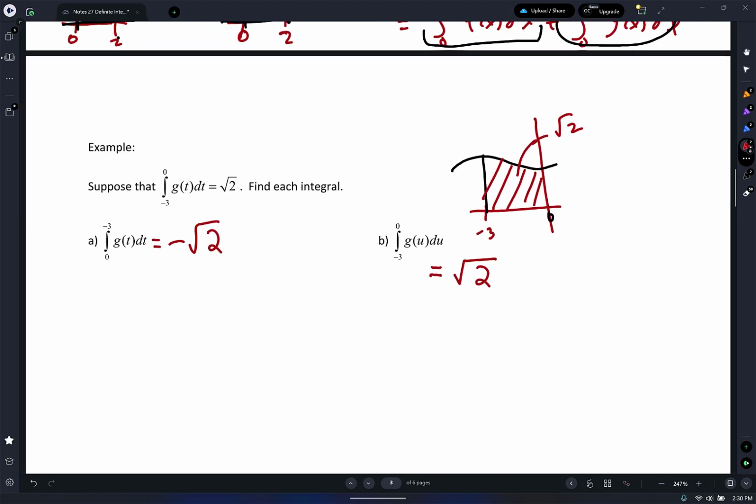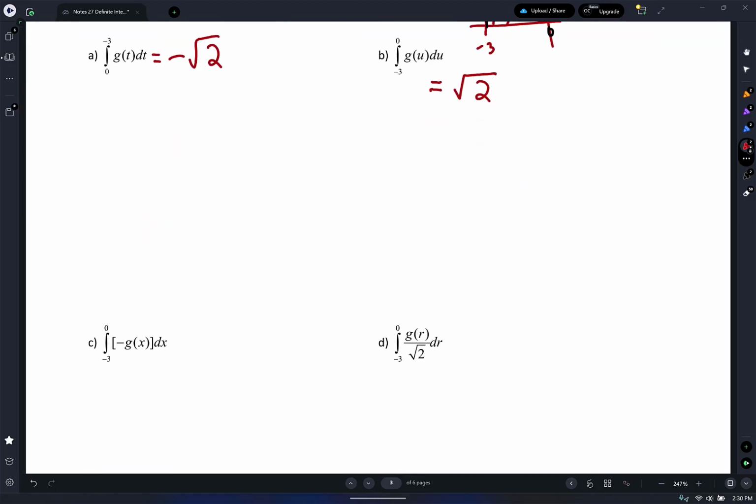All right. Next one, letter C. Notice what I have inside is going from -3 to 0, but I have a negative on the inside. Can I pull that negative out? Can I say that's like a -1? Yeah, you can. You can say that's like -1 integral -3 to 0 of g of x dx. So this is going to give me what? Negative square root of 2. Cool or not cool?